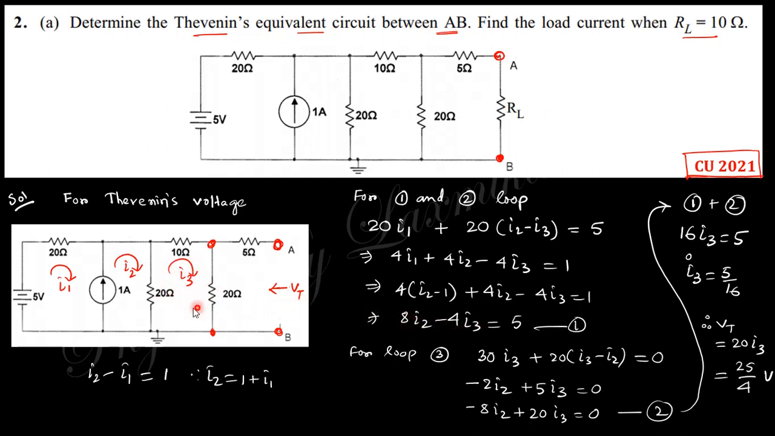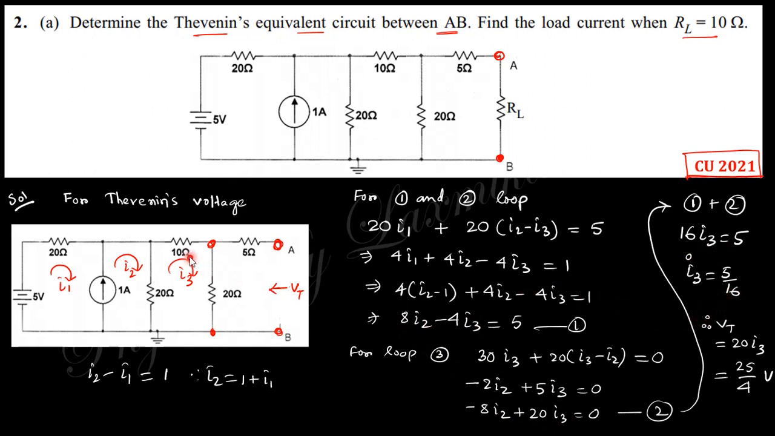Take this loop number 3. You can see this 10 and 20, that is 30 I3 plus 20 times I3 minus I2 equals 0. If you rearrange them, you will get this relation. To find the current I3, you need to omit I2. So just multiply by 4, and you will get this. If you add equations 1 and 2, the 8 I2 cancels out, and you will get 16 I3. So I3 equals 5 by 16.